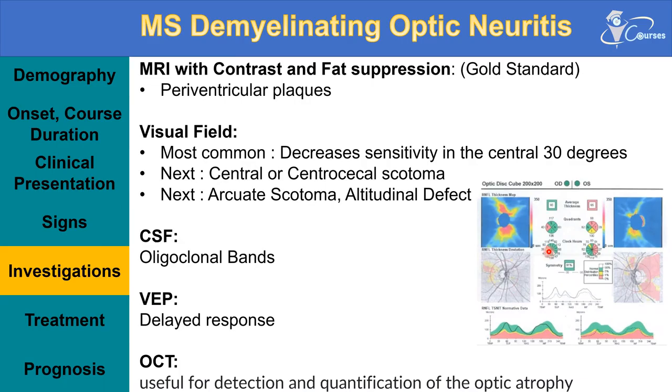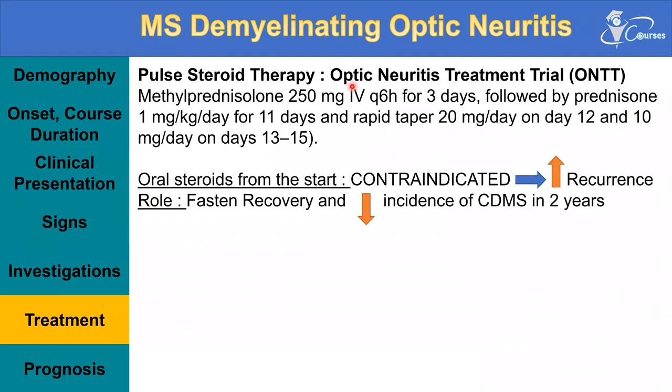So all these are different investigations, but as I told you, the gold standard will be the MRI with contrast in order to diagnose the demyelinating optic neuritis. So what about the treatment? Once you diagnose the optic neuritis, you found the plaques in the MRI, what should you do next? You should do the treatment. The treatment is by pulse steroid therapy.